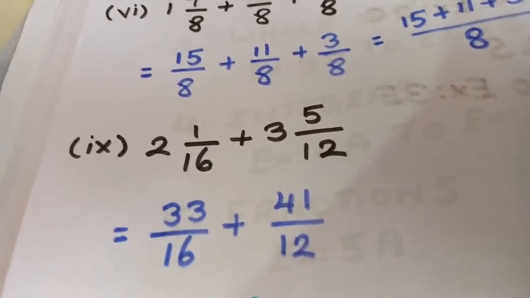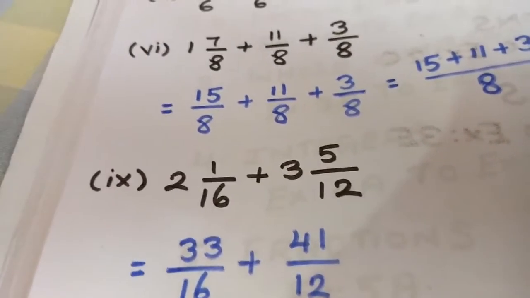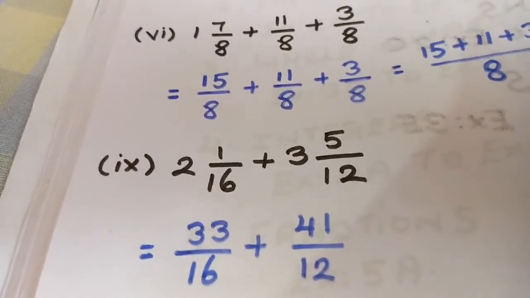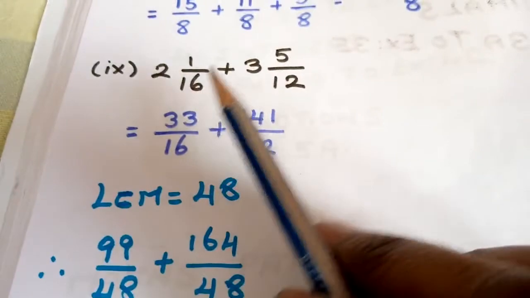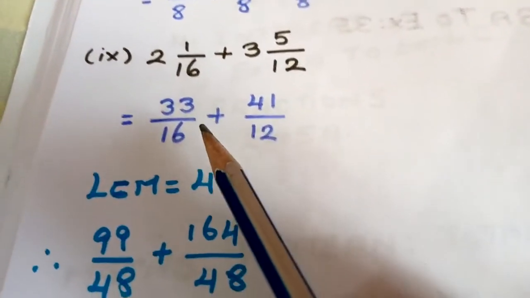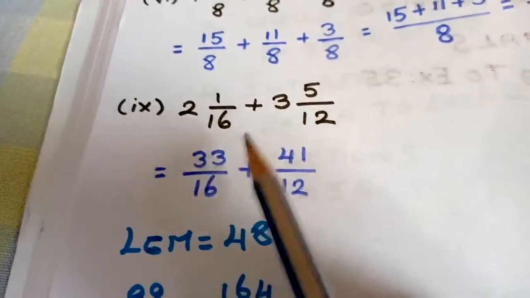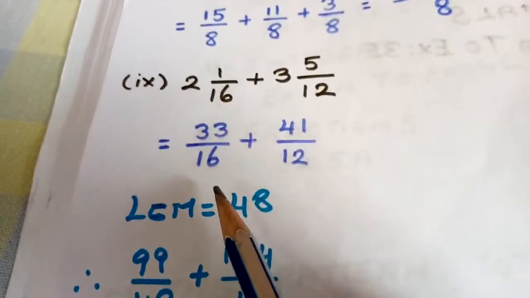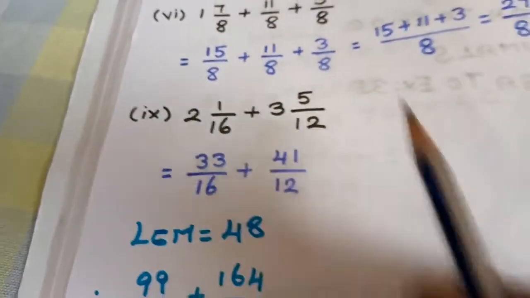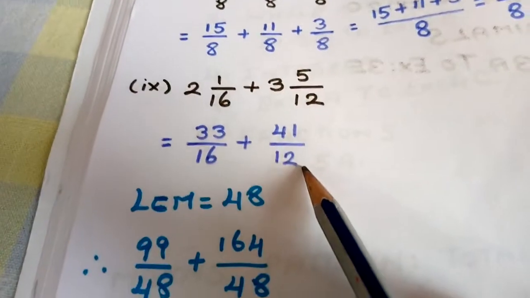Similarly, the next question, 2 1 by 16 plus 3 5 by 12. First, I am going to convert these mixed fractions into improper fractions. The way of converting here is 16 into 2, you will get the value as 32. 32 plus 1, 33 by 16. Similarly, 12 into 3, 36. 36 plus 5, 41 by 12.